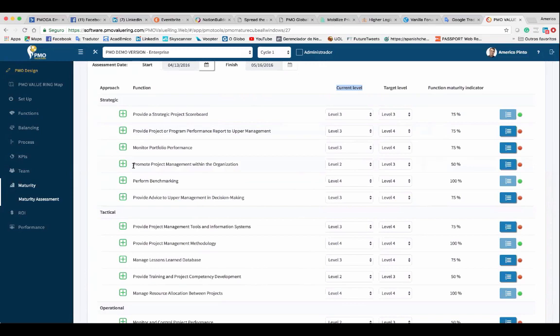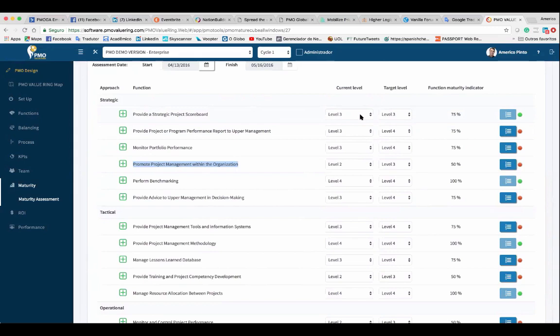This one, promote project management within the organization, 2. 2 divided by 4, 50. So your maturity will be compared with the top maturity, all right? That's the idea. Okay, Americo, but for example, here in the first one, I'm level 3 and I want to be level 3. So should I say that I'm 100% of maturity? No, no. 100% maturity is level 4.